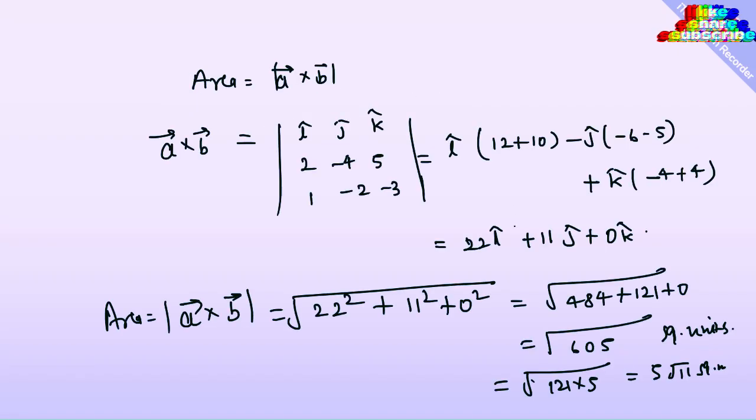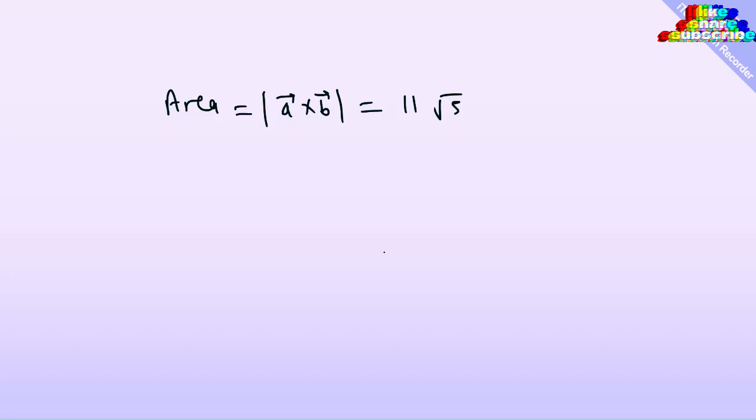So the required area is equal to mod of A cross B, and this is equal to 11 root 5. Sorry, this is calculated here: 11 root 5. So this is 11 root 5 square units.